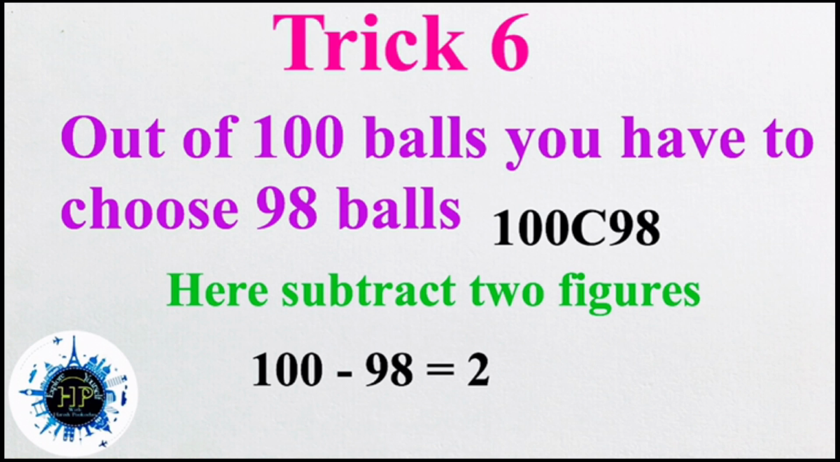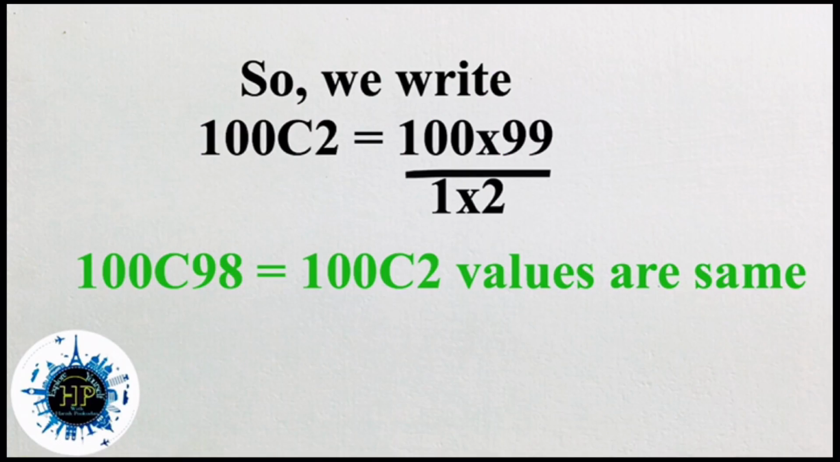Here, like the last trick, trick number 5, we need to write it like this, 100C98. It is not possible to reduce 100 by 98 times. If we do this problem using trick 5, we need to make a huge calculation, so it will consume a lot of time. So there is a trick to solve this problem. That is, subtract the 2 figures, 100 and 98. We will get 100 minus 98 is 2. So rewrite the equation like this, that is 100C2.